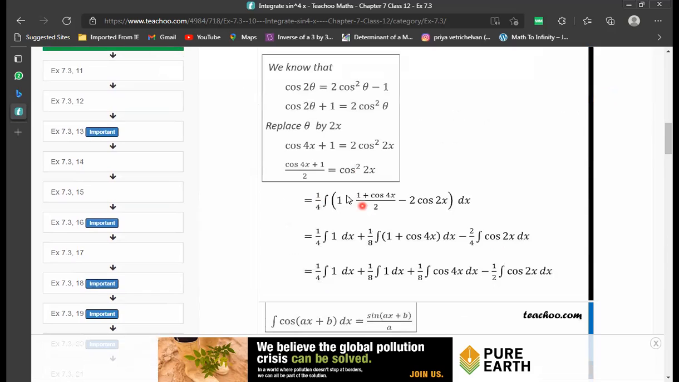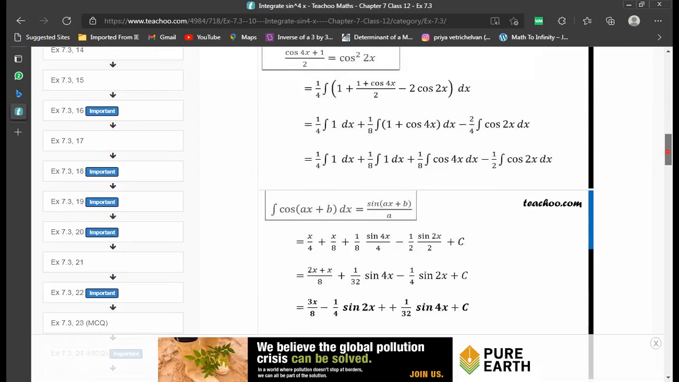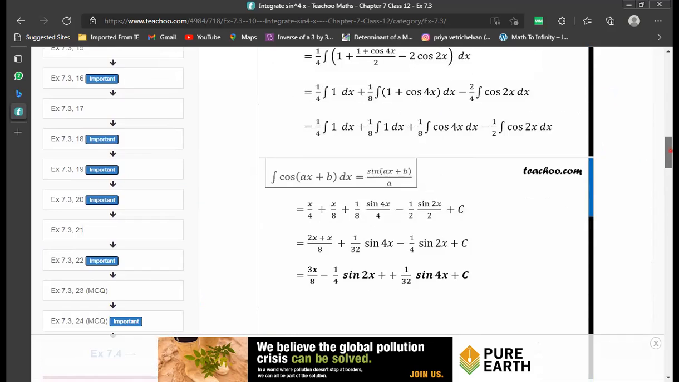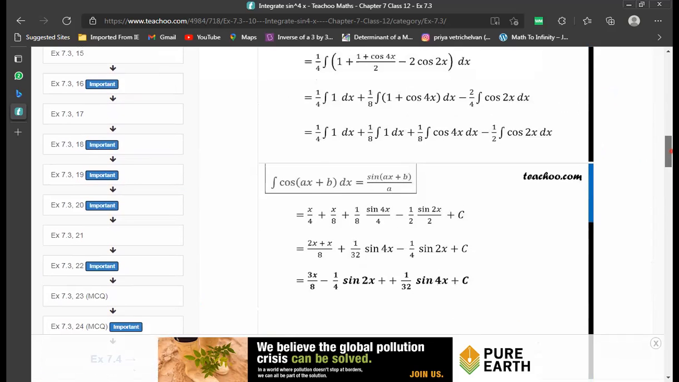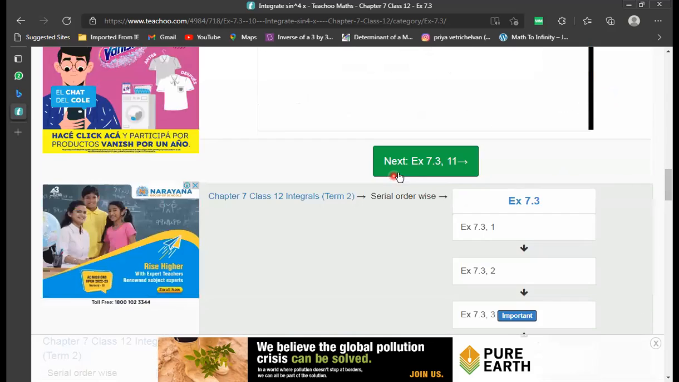Clear? So integration of 1 is x. Integration of this 1 by 2 can be written as 1 by 2x, and integration of cos 4x is sine 4x by 4. And this cos 2x can be written as sine 2x upon 2. Fine. Can you follow?